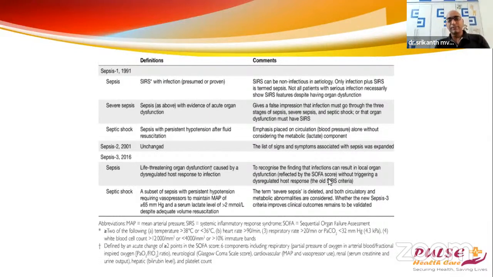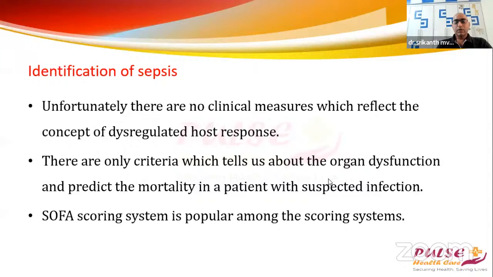So the latest definition of sepsis includes only sepsis and septic shock, wherein in sepsis organ dysfunction should be present, either an early organ dysfunction or a severe organ dysfunction. It does not categorize into those kinds of things. And in septic shock, there should be a circulatory disturbance or an increase in lactate levels. So this helped in a better diagnosis of sepsis and better treatment of sepsis. Now, how do you identify sepsis?